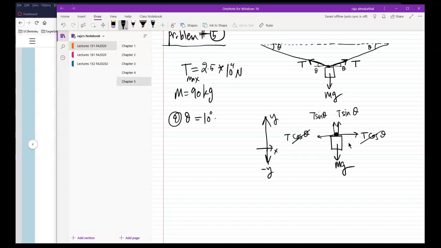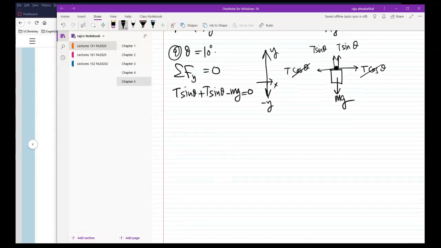So we have here sigma F in the Y direction equals 0. It's a static situation. There's nothing moving, right? He's not falling down or whatever. So in this case, I'm going to have T sine theta plus T sine theta minus mg equals 0. There we go. That's it.